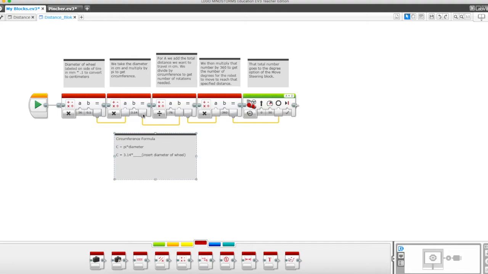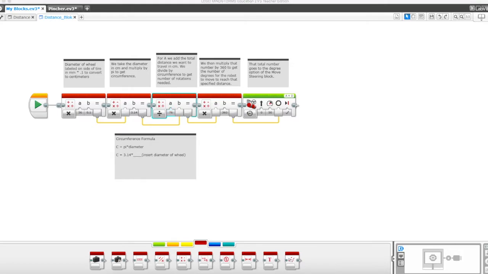So I'm taking that result, and I'm going to plug in another math block. But you'll notice that this one here is for divide. Now, I'm dragging this over here into the B range. So we're going to divide the total distance we want by our circumference, so we can figure out how many degrees the robot needs to move.